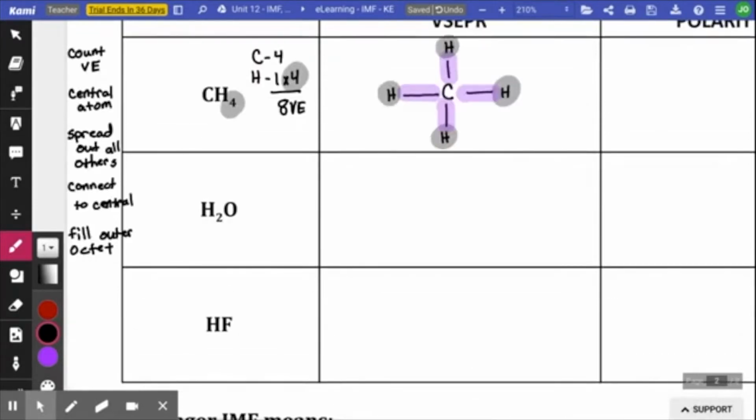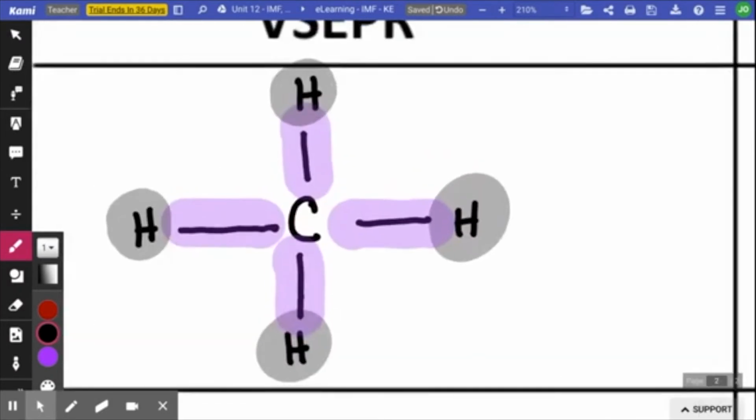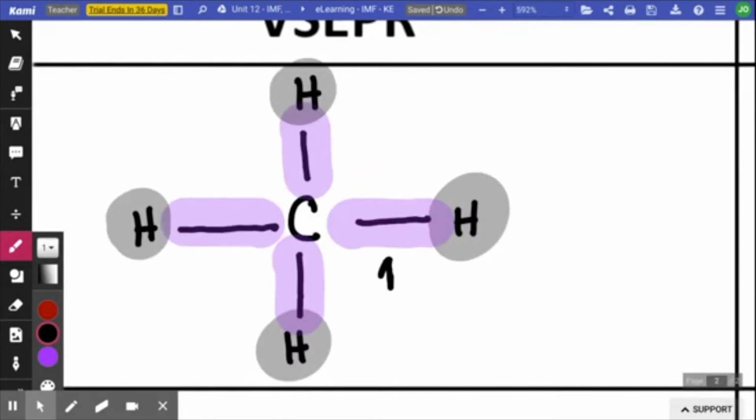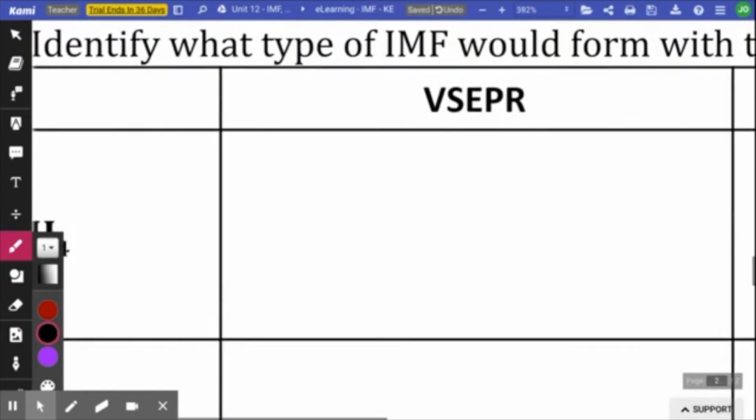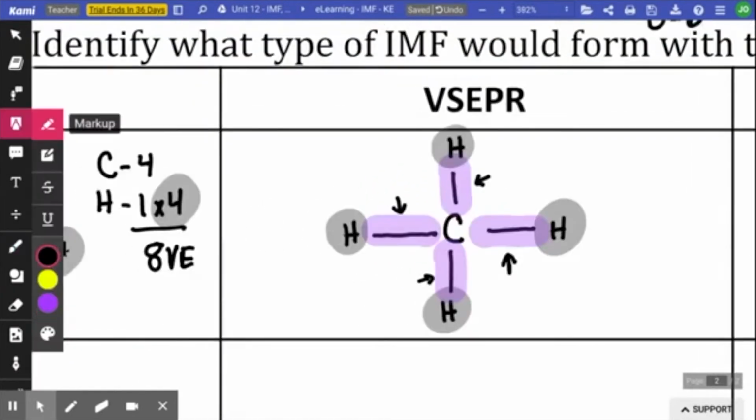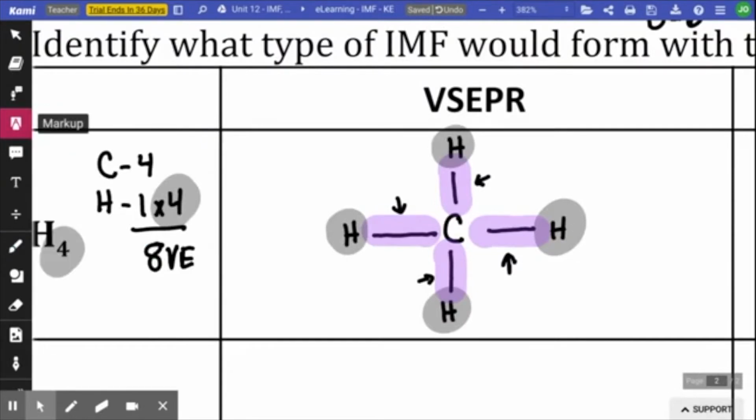Next thing is to count up, so count all your electrons. I've got 2 electrons there, 2 there, 2 there, and 2 there. So that's a total of 8 valence electrons. If we look back over here to our initial count, we're supposed to have 8 valence electrons. So that is correct.